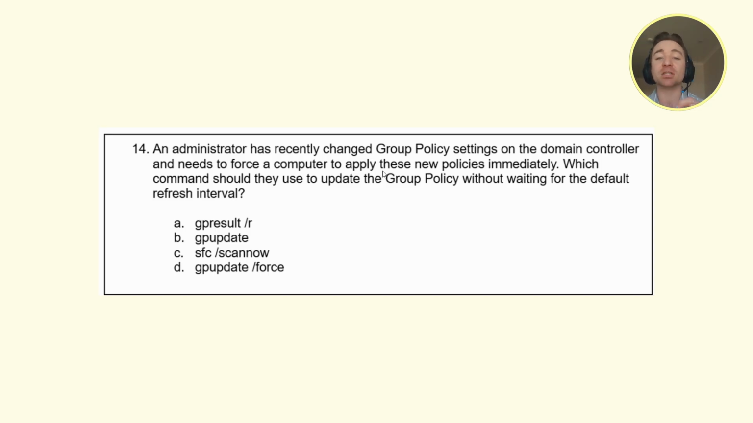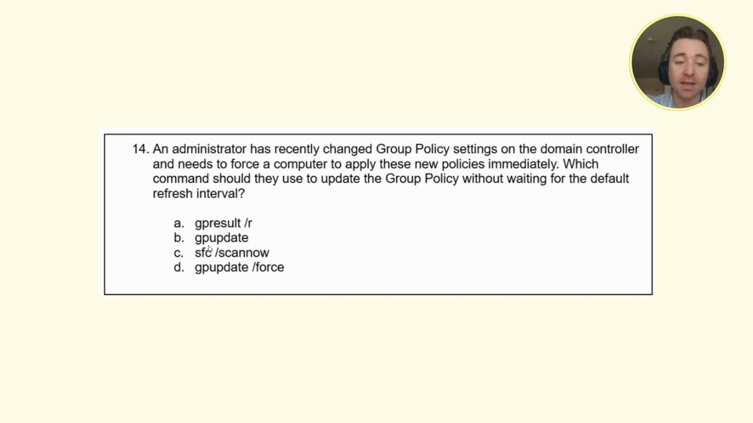So he has changed them and he wants to apply the ones that have changed immediately. So gpresult is going to give us the result. It's not going to do anything about actually applying changes. It's just going to check to see if those results have occurred.